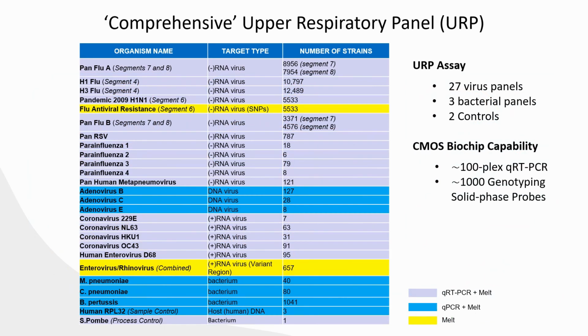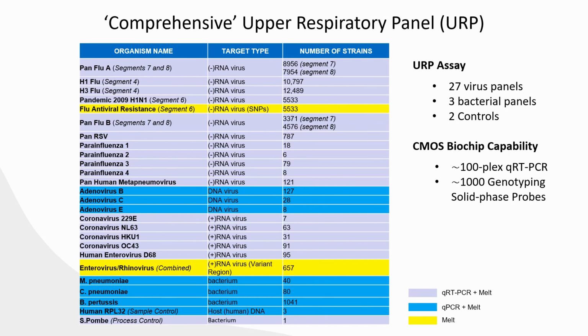The panel that we intended to implement on Hydra, one of them was this comprehensive upper respiratory panel, or URP panel. It's a fairly large one. It has 27 viruses, 3 bacteria, and 2 controls, including a human host control to check if the sample was actually taken correctly. As you can see in this list, there are RNA viruses, DNA viruses, bacteria, and all sorts of things.